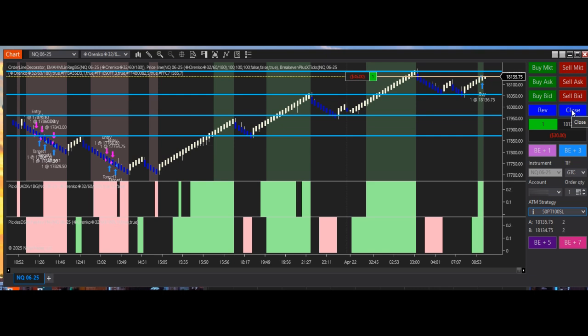Okay, so right now, because all my indicators agreed and they all turned green, I went into a trade. And now I'm waiting for my profit target. My initial profit target is 50 ticks. Once 50 ticks is reached, my trade will close out.